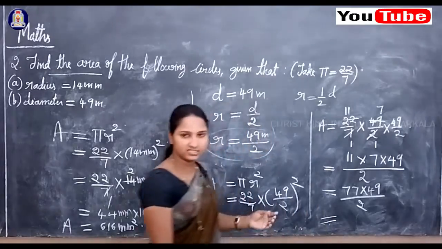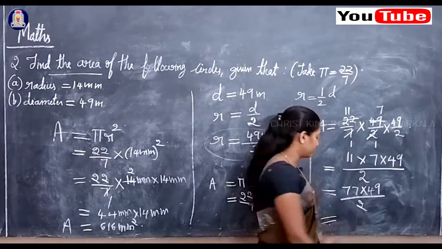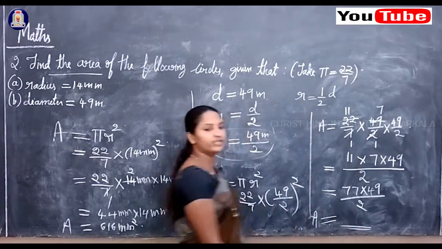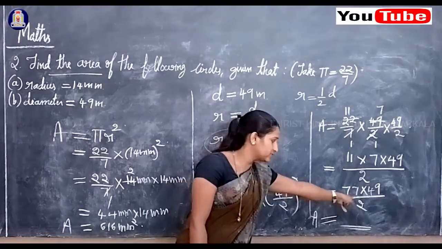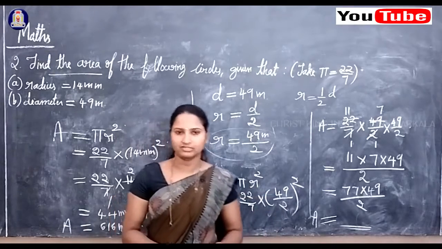So this is homework. You have to multiply these two and divide it by 2. So we'll get one answer. That's the final answer. That is the area of the circle. Clear? So you can do this multiplication, 77 into 49, and you have to divide it by 2. So that is homework. Yes. Thank you.